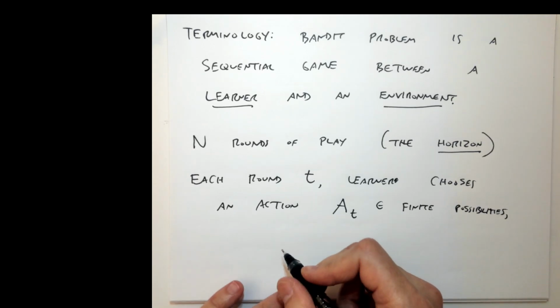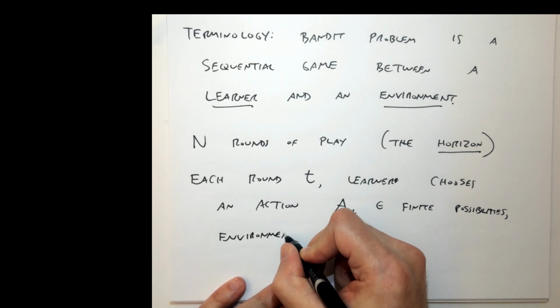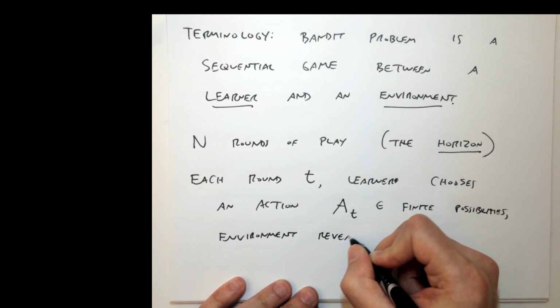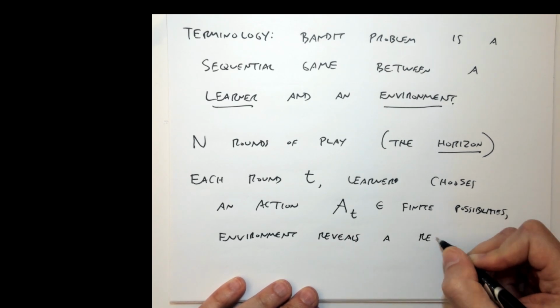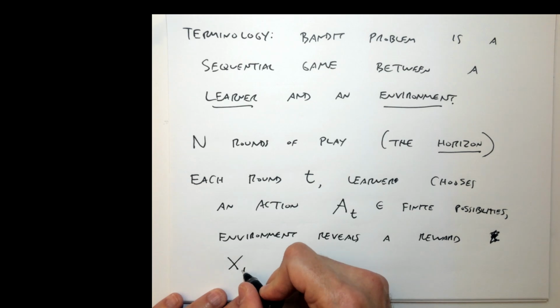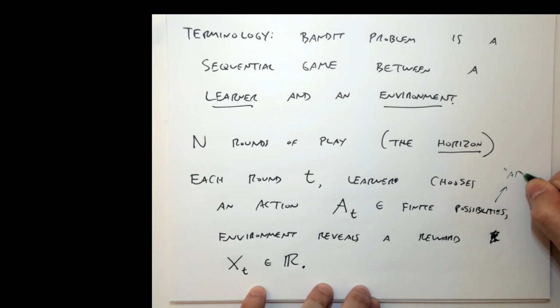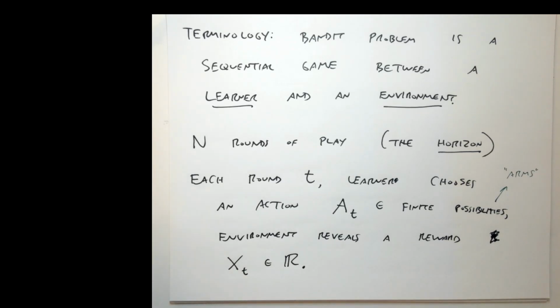And once they've chosen that action, the environment reveals to them a reward, R sub t, or let's call it X sub t, sorry. And that reward is a real number, like a number of dollars. Okay. And again, these finite set of possibilities, these actions, are kind of like what we call the arms of the bandit, right? Those are my options.